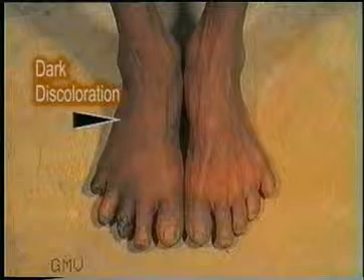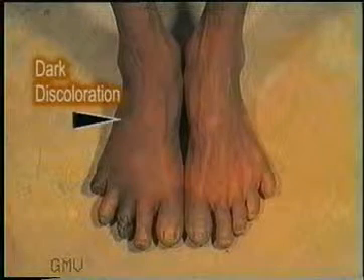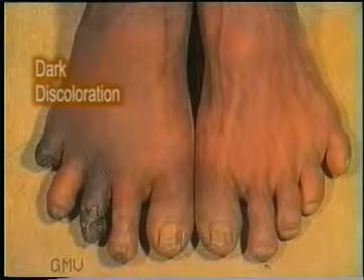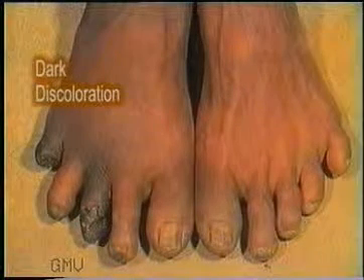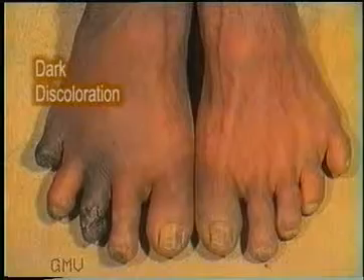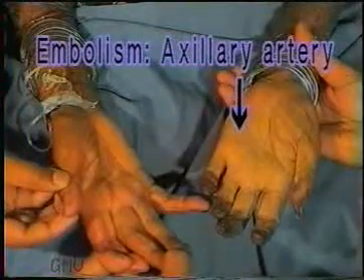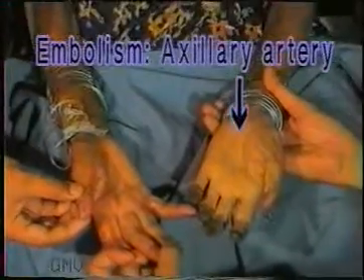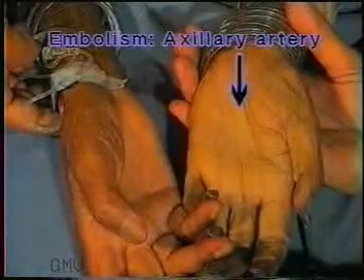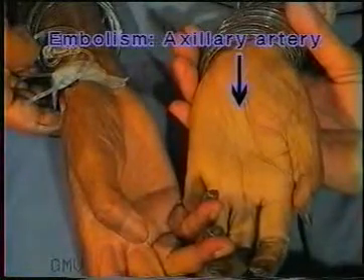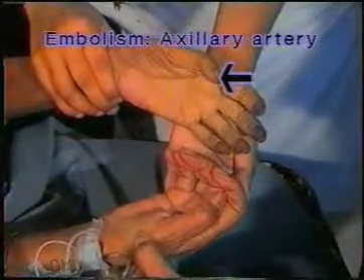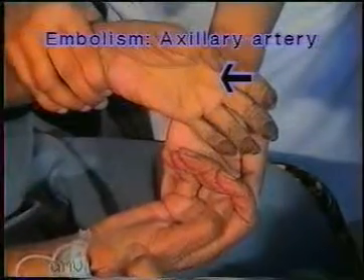Observe the skin color of the ischemic limb and compare it with the opposite normal side. Note the blackish dark discoloration in the right limb suggesting chronic ischemia. A marked pallor will indicate sudden arterial obstruction as in embolism or during Raynaud's phenomenon. Note the appearance of the left hand in this case of left axillary artery embolism.